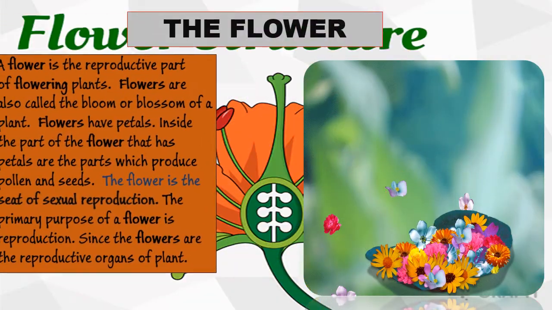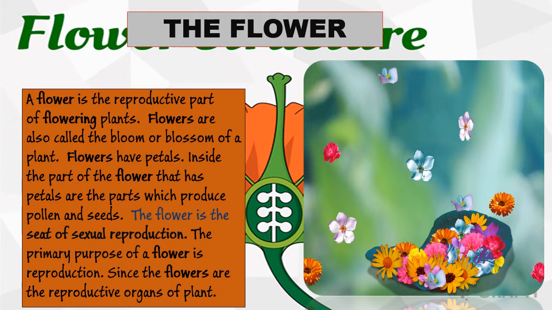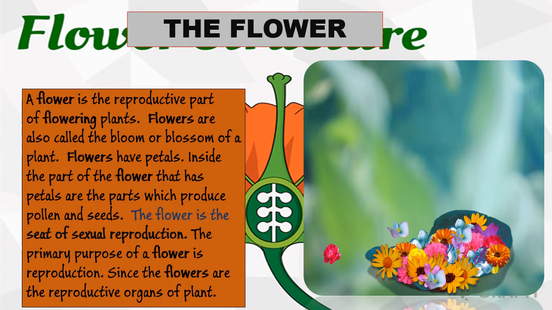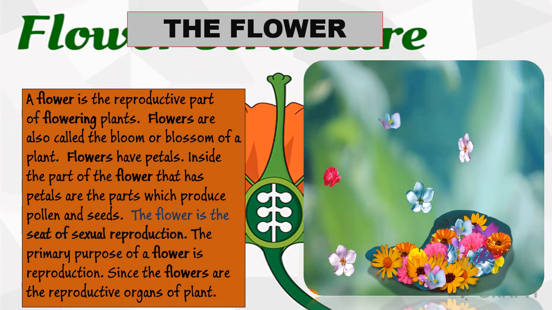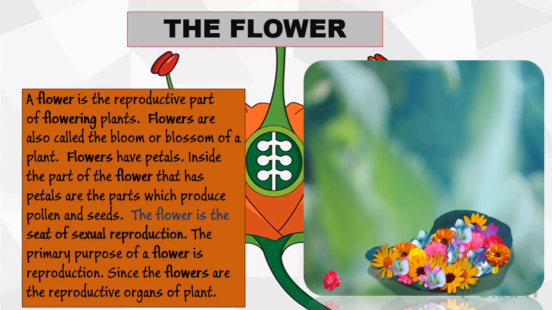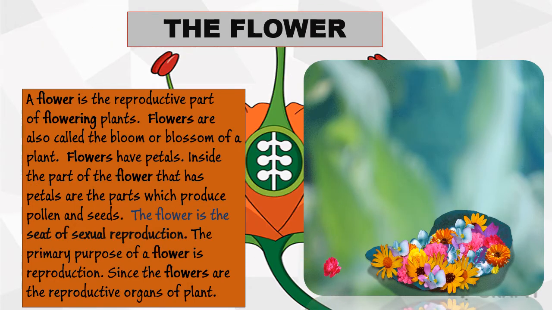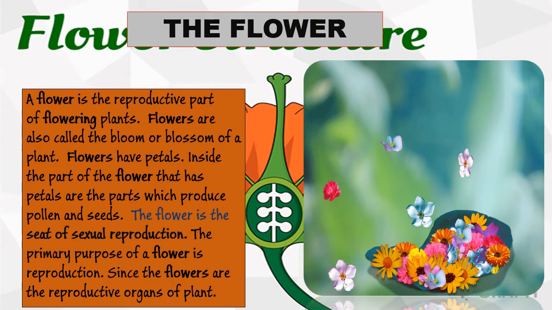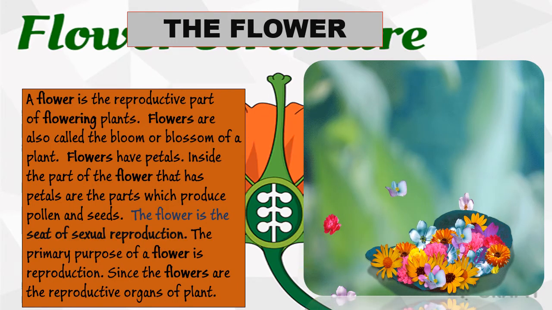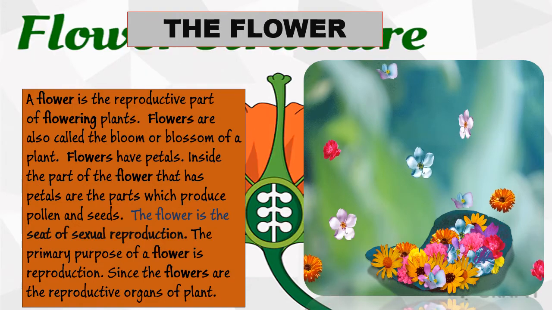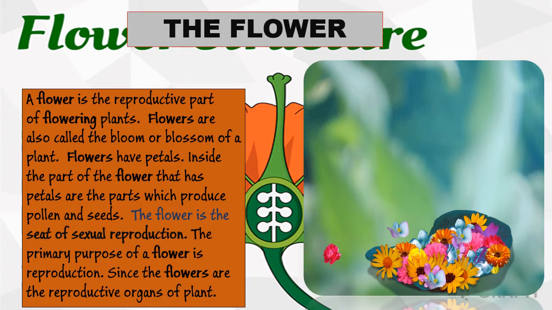The flower. The flower is the reproductive part of flowering plants. Flowers are also called the bloom or blossom of a plant. Flowers have petals inside, and the flower produces pollen and seeds. The flower is the seat of sexual reproduction. The primary purpose of a flower is reproduction, since flowers are the reproductive organ of a plant. Clear, student?